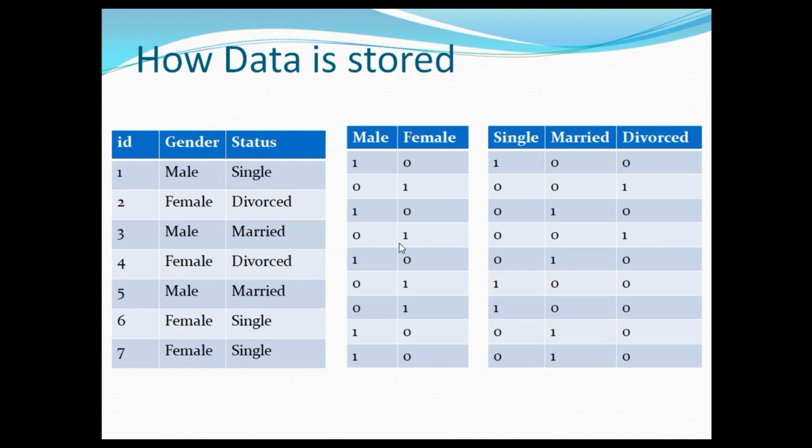Now let's see, if I write a query and I try to identify single males, how it's going to work in the background. In this particular table, I want to identify single males. So the first thing it will do is identify in front of male where I have a 1 bit. So I have these 5 values, this and this.